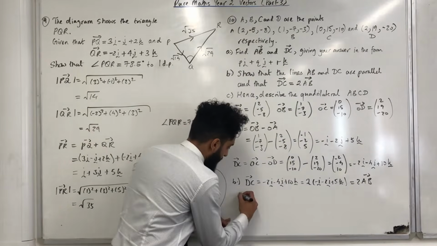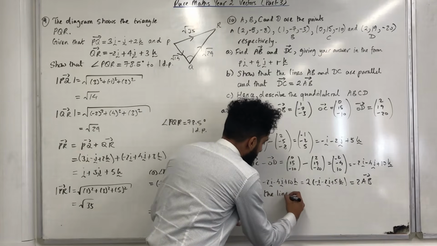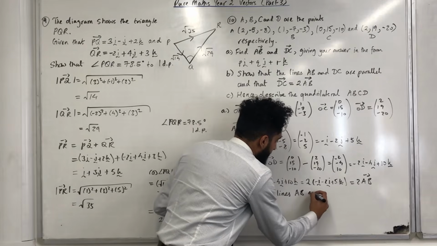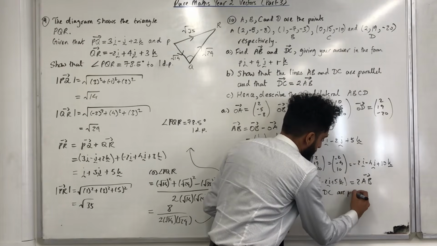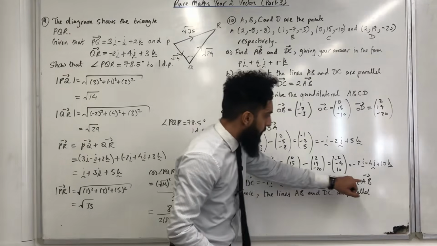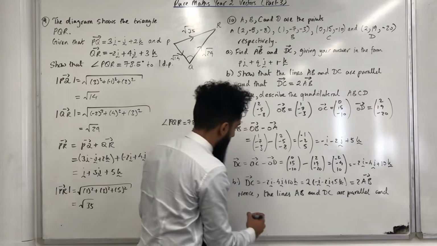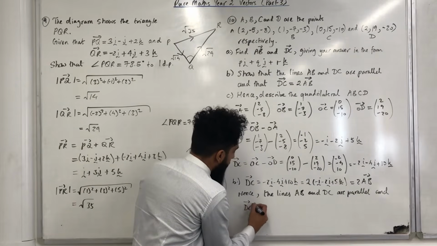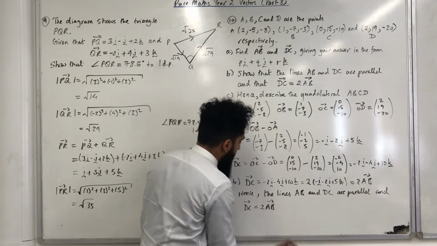Hence, the lines AB and DC are parallel because DC is a scalar multiple of AB, and we have that DC is equal to two lots of AB, as required.